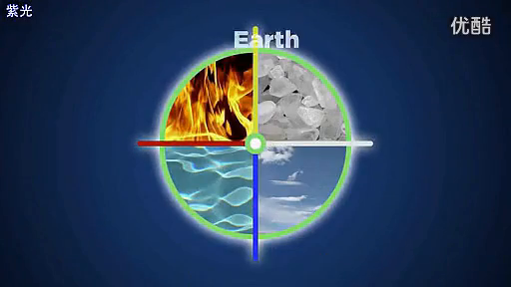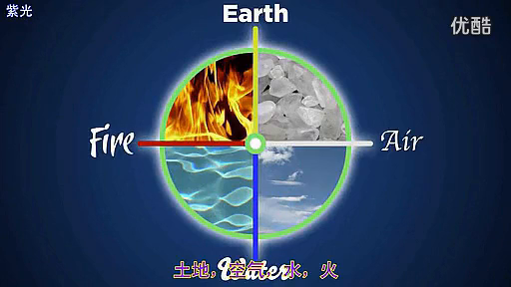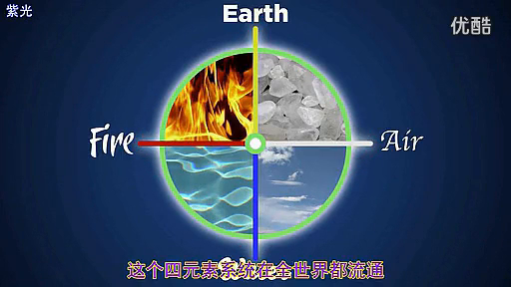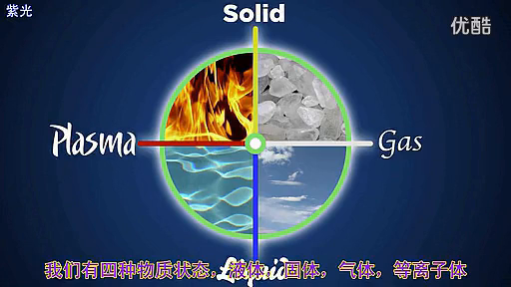We know the four elements: earth, air, water, and fire. It's the geometry of a square. We have this prevalent system of four all over our world. We have four states of matter: solid, liquid, gas, and plasma.